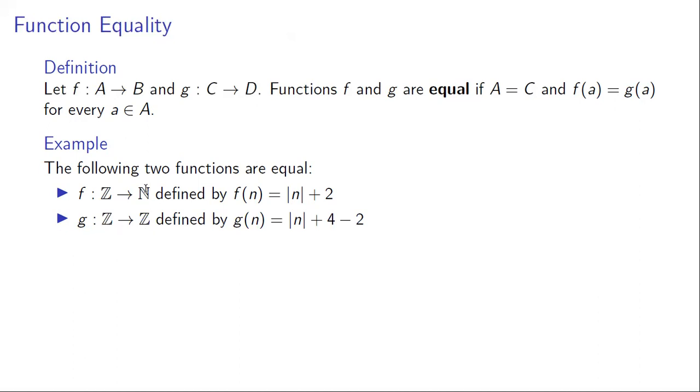Notice the codomains here are different, but functions F and G are still equal because, first of all, they have the same domain, and we also need to make sure that they always have the same output. Well, here G of n is given by the rule absolute value of n plus 4, minus 2. Well, that's really just the same as absolute value of n plus 2. So the outputs of these two functions are always going to be the same, no matter what the inputs are. And as we pointed out, the two functions have the same domain. So therefore, these two functions are equal.